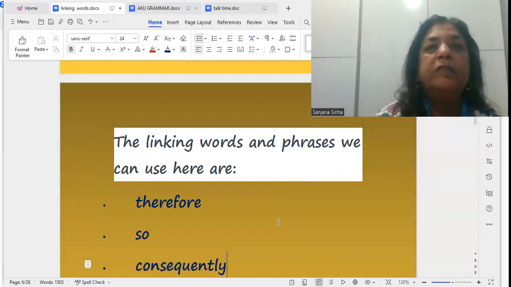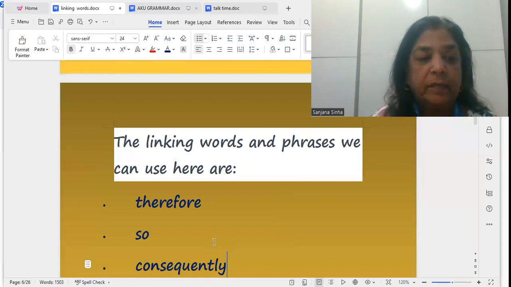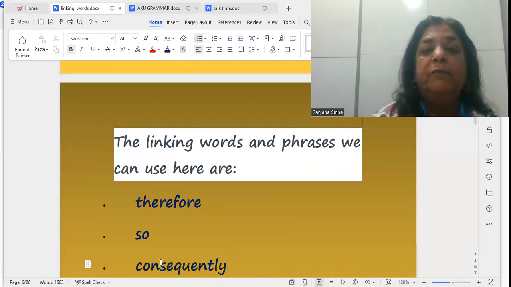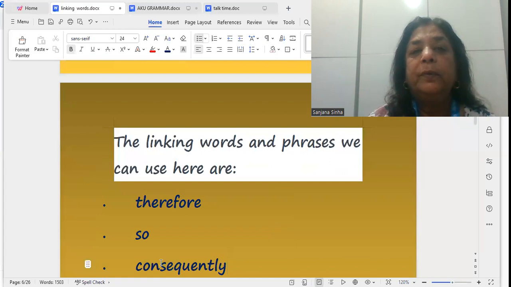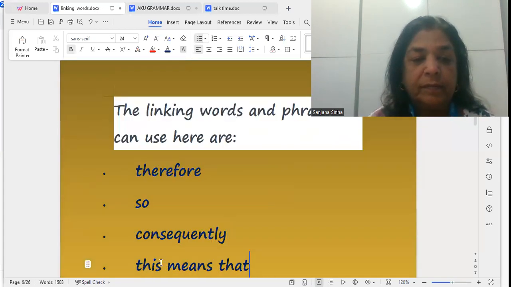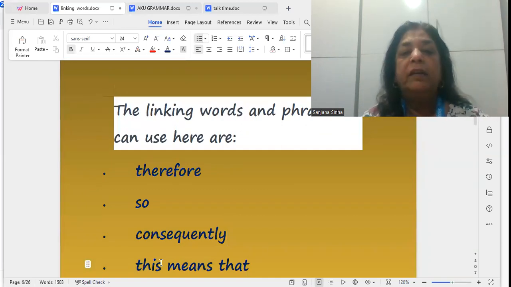There are dark clouds in the sky, therefore it is going to rain. You did not study, so you did not pass. You did not prepare well for the speech, so you became nervous. Consequently, as a result, they did very well. Consequently, they won the prize.